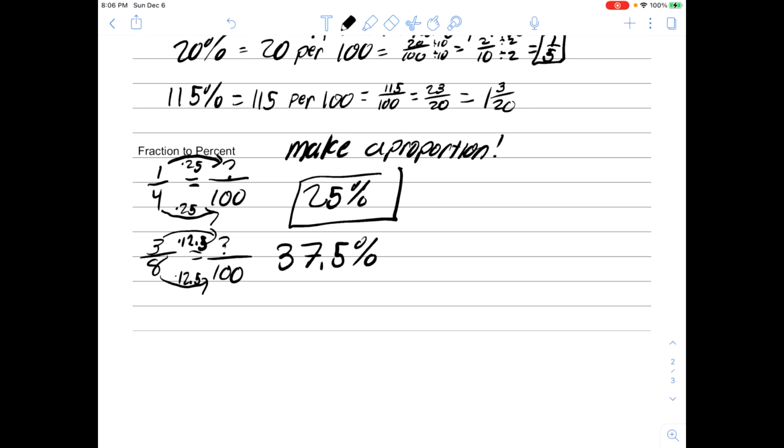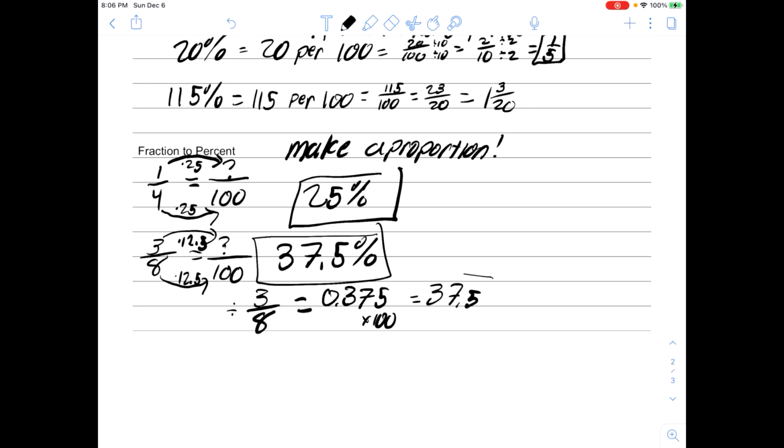However, the other way to do this is to say, okay, if I have 3/8, I can turn that into a decimal by dividing. 3 divided by 8 is 0.375. Now I can just multiply that by 100 and get 37.5. Either one of these methods is going to get me the answer.